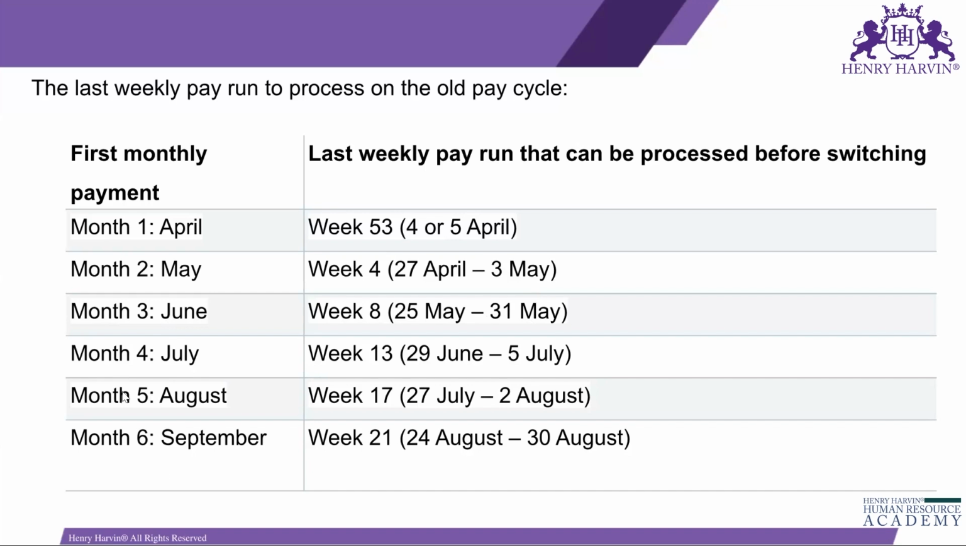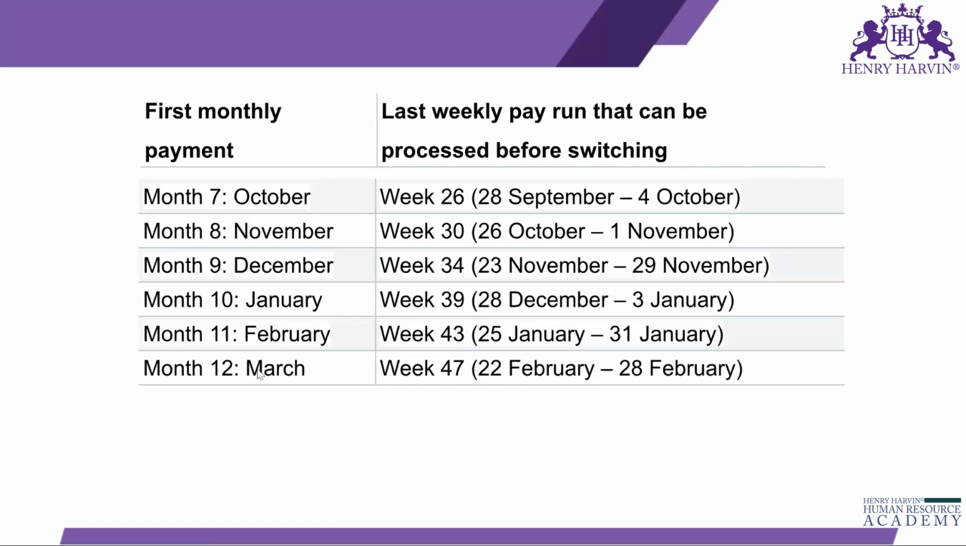Similarly, if you want to change in month 5, August, then week 17 will be the final weekly payroll. And September 21st will be the final weekly payroll. This way, the full 12 months is given. If you want to read it out, I'll just take a pause here.